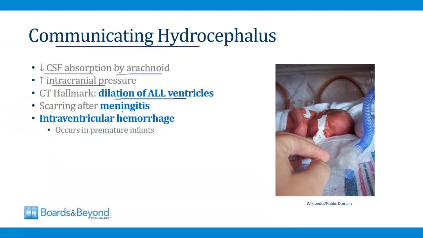This can occur in adults as an acquired problem after meningitis. Meningitis is inflammation of the meninges, including the arachnoid layer, and it can scar those arachnoid villi, and then they don't absorb CSF normally, and that can lead to communicating hydrocephalus. Communicating hydrocephalus is also a classic complication of intraventricular hemorrhage, which is a problem that occurs in premature infants like this baby on the screen here. As the name implies, in intraventricular hemorrhage, these babies bleed into their ventricles, and that blood can lead to scarring of the arachnoid and therefore decreased CSF absorption, and that can cause communicating hydrocephalus.